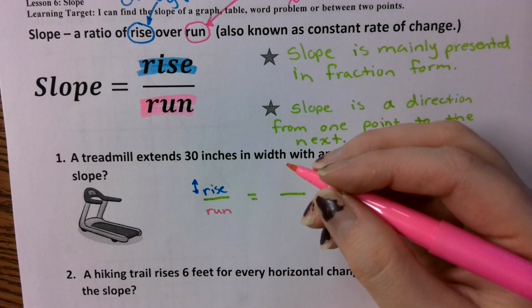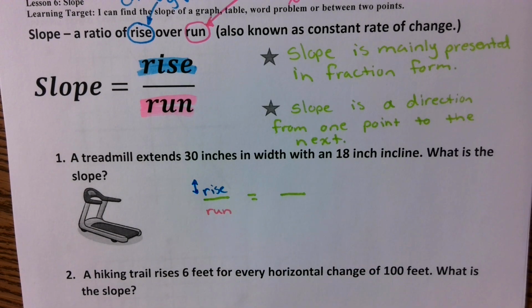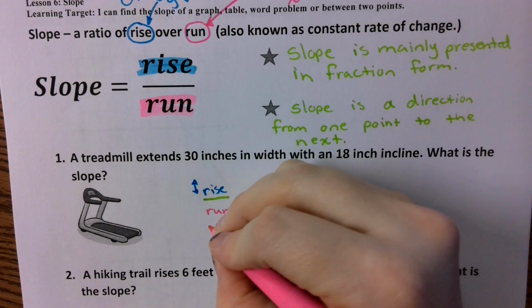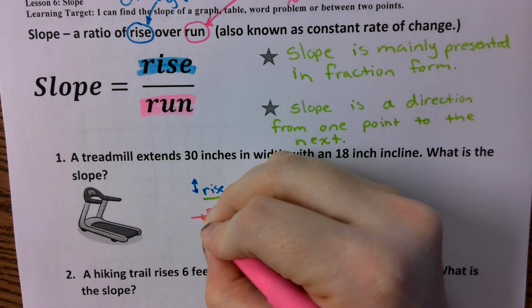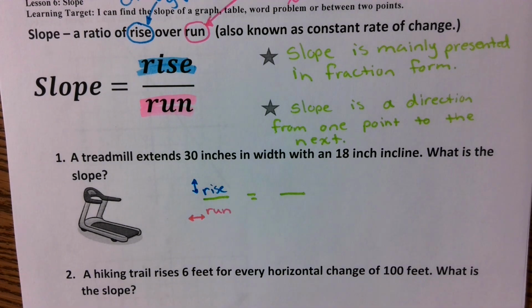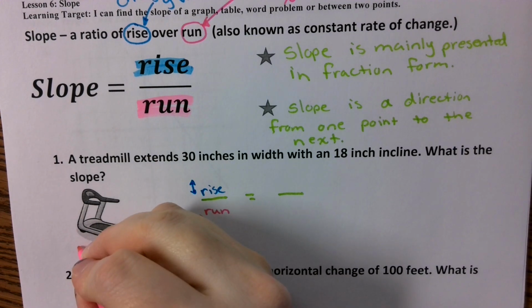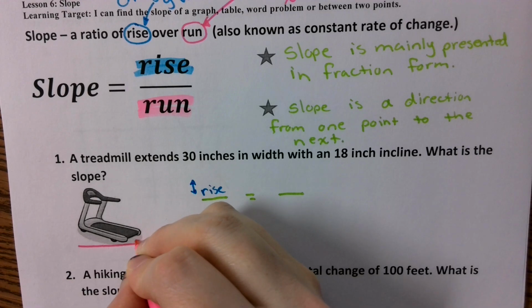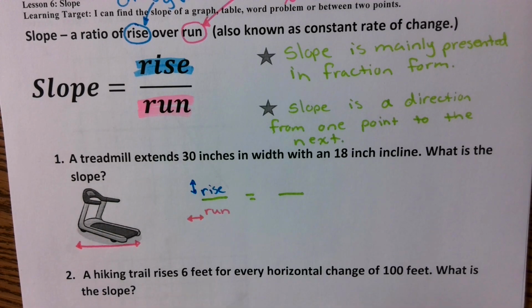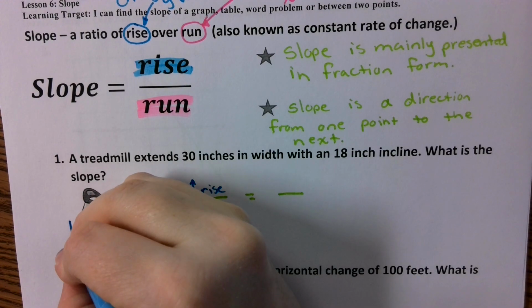Okay, I know that rise always makes us think that we're just going upward, but the direction that it could be moving is up or down. The run is always going to be moving to the left or to the right when we're thinking about it graphically. So that means that our run is going to be this measurement here, and that our rise is going to be this measurement.